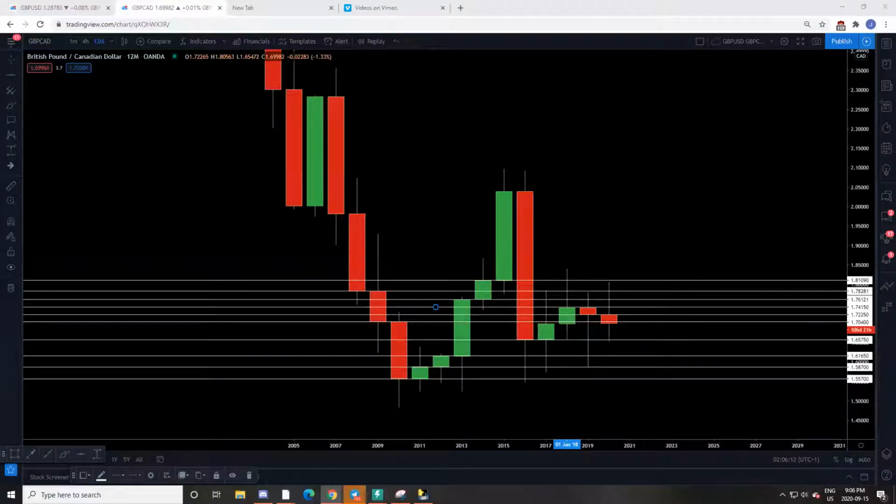Okay, so we have some nice key levels just from the yearly perspective mapped out so far. I'm just rounding them off quickly.